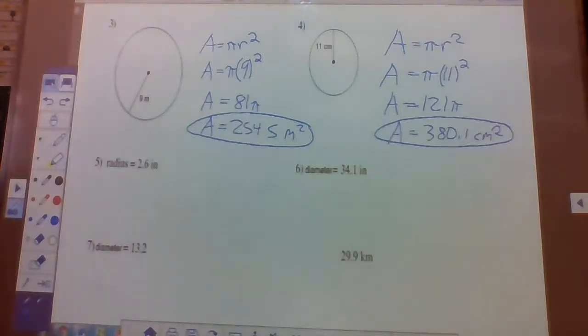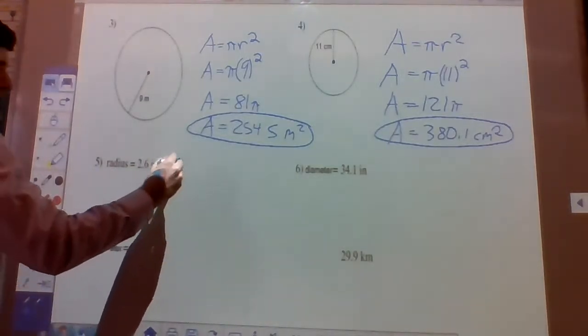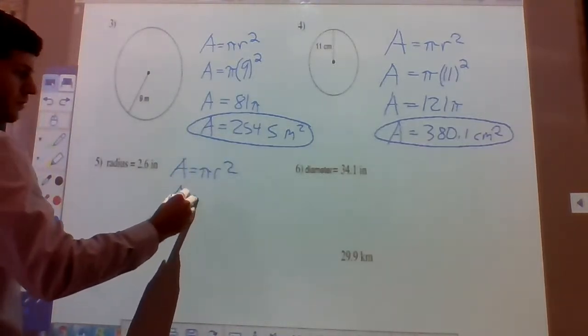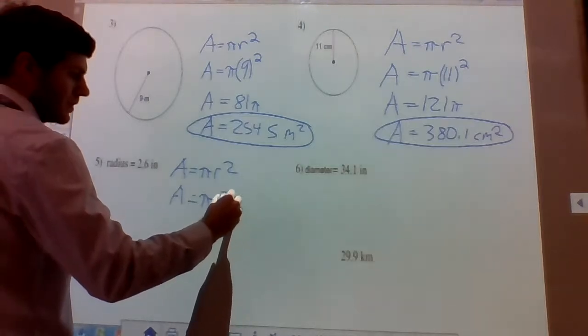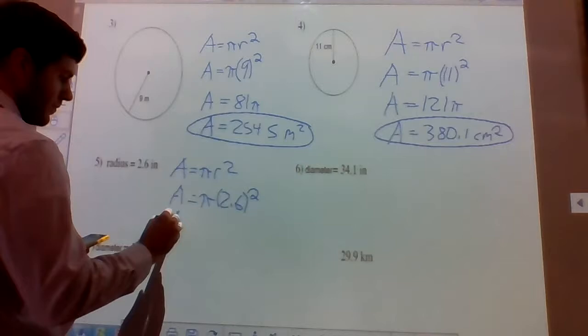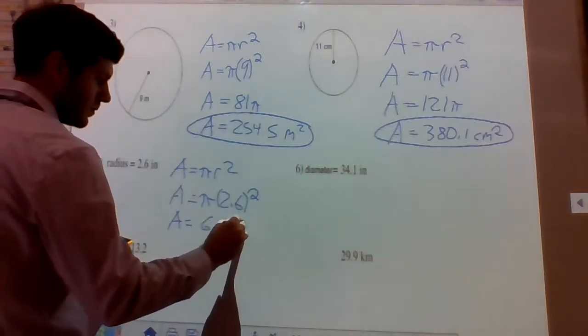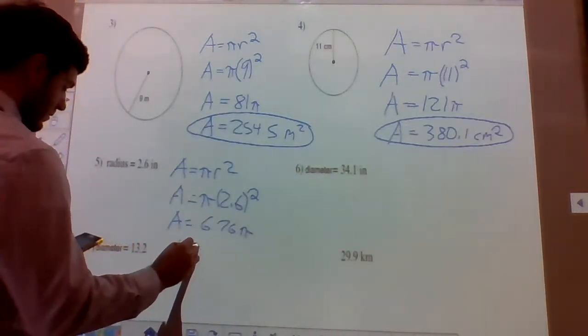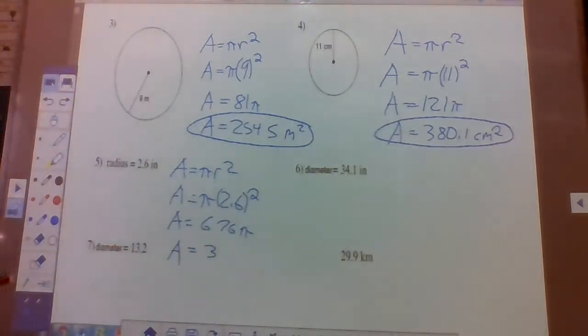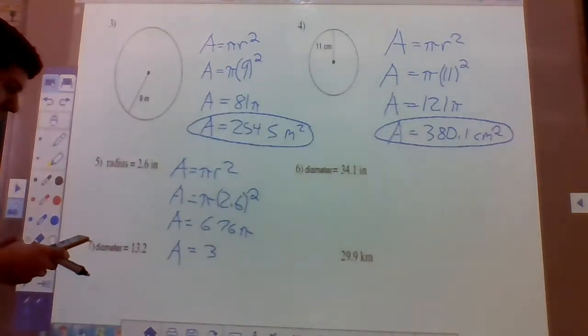Number 5, radius is 2.6, so again, area equals pi r squared. So we just plug in 2.6. 2.6 squared times pi, so we get 6.76 times pi, which is then 21.2.